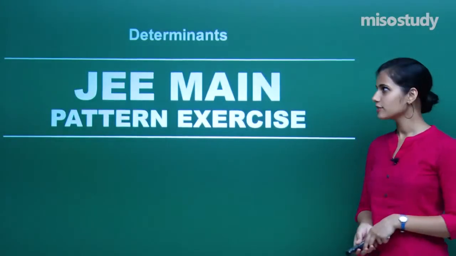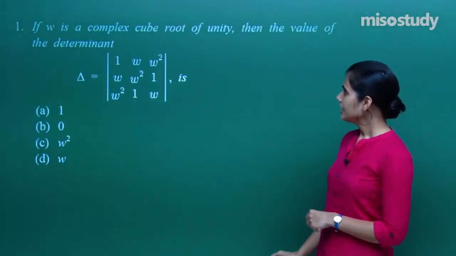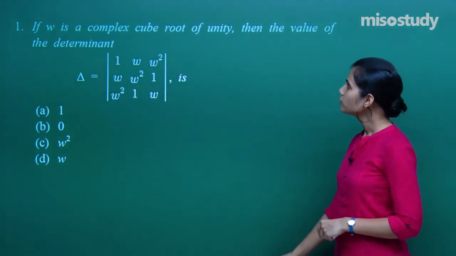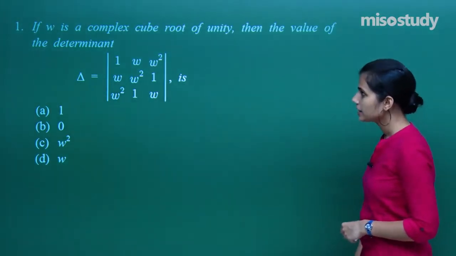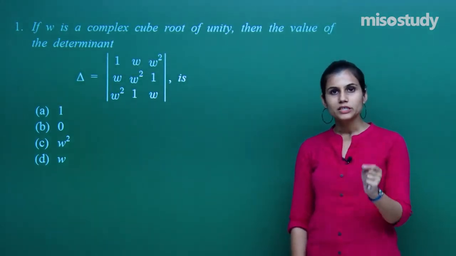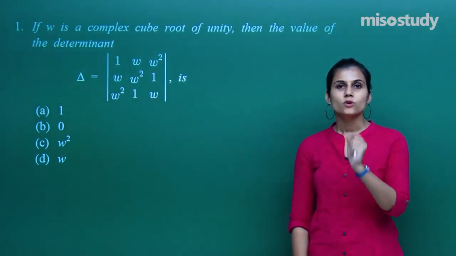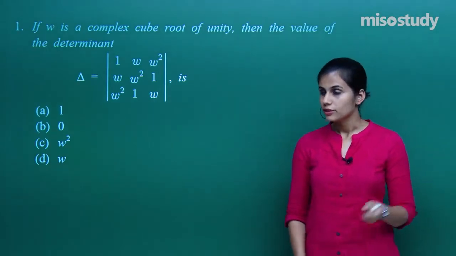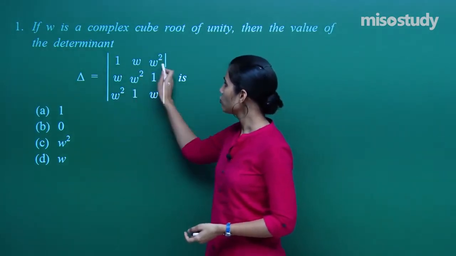Okay guys, let's discuss the questions on determinants. If omega is a complex cube root of unity, then what is the value of this determinant? The moment I say omega is a cube root of unity, the properties of that should pop up in your mind. It is 1 plus omega plus omega square equals 0, and you can very easily see each row has 1, omega, omega square.